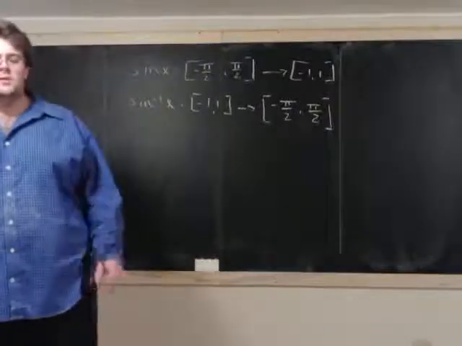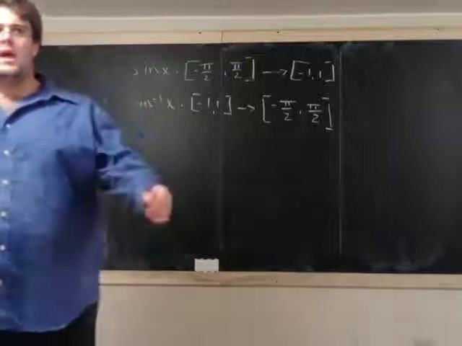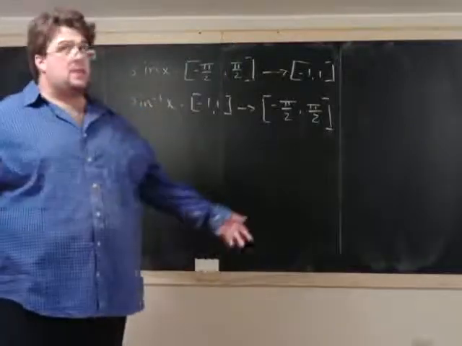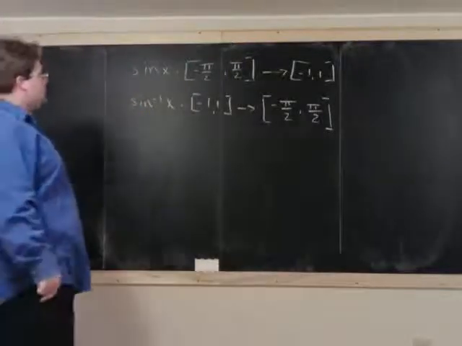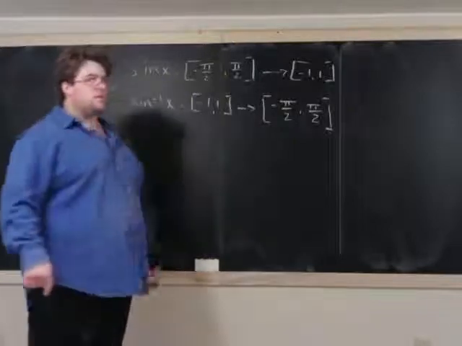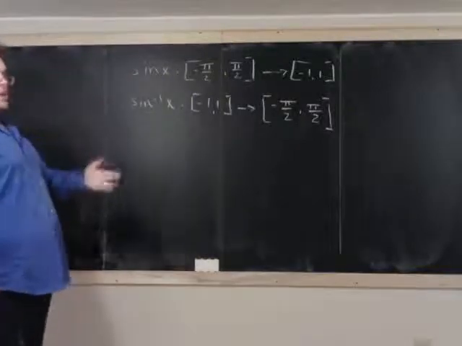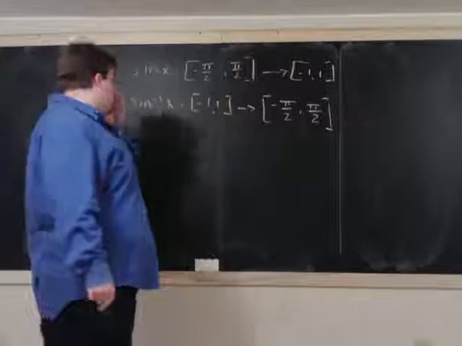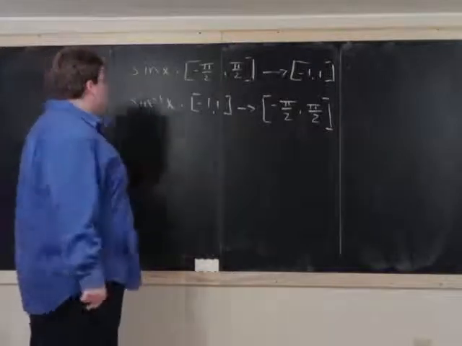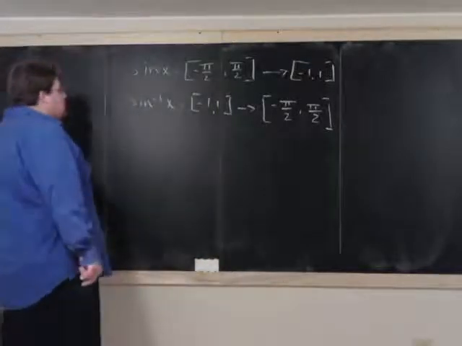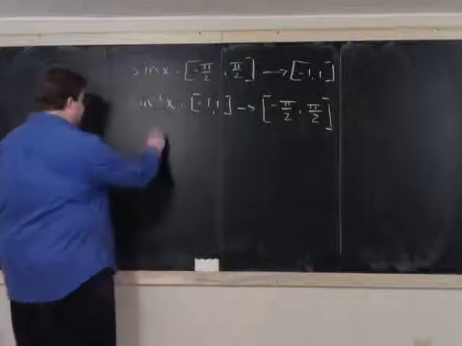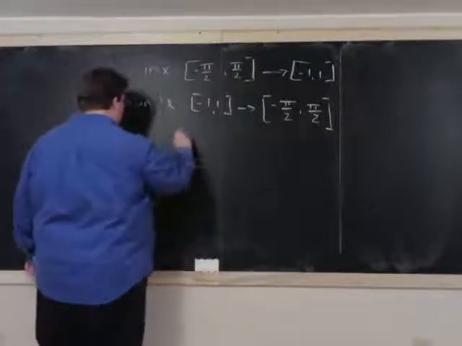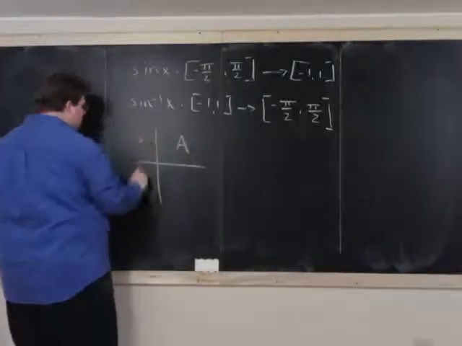Just like with trig functions, we wanted to evaluate trig functions at certain numbers, at angles. We're going to want to evaluate inverse trig functions at certain numbers. Now, a couple key observations to make about that. This domain restriction, negative pi over 2 to pi over 2. Let's go back to this diagram.